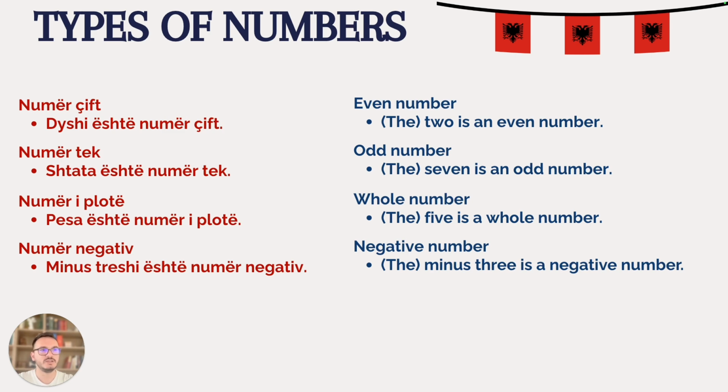Numër i plotë, a whole number. Pesa është numër i plotë. 5 is a whole number.